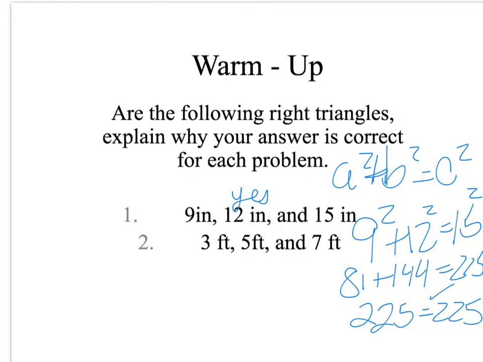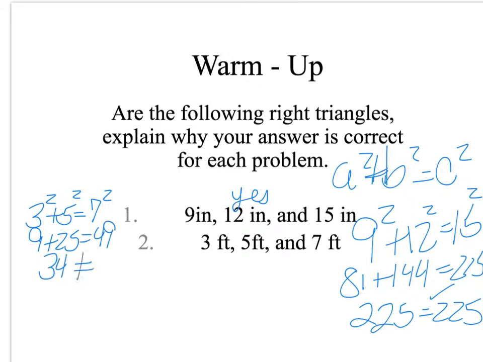Second one, you're going to have 3 squared plus 5 squared equaling 7 squared. So 9 plus 25 needs to give me 49. 34, well, that does not equal 49. So the second one would have an answer of no. Because those 2 sides didn't match, we can't assume it's a right triangle. Actually, we've proven that it's not a right triangle.